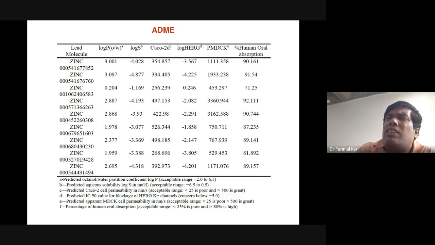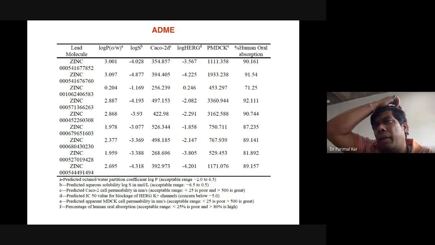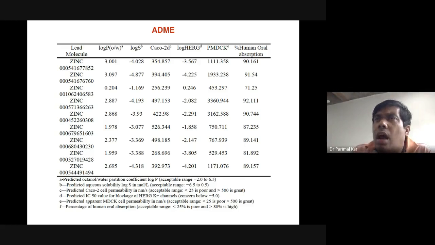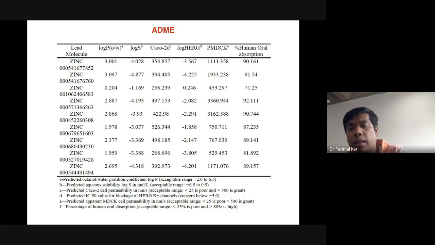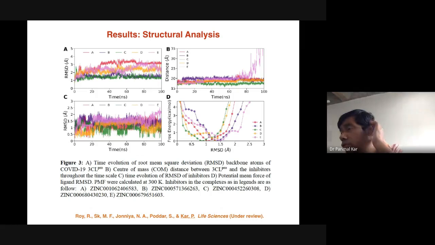This actually helps you to reduce the number further. The drug should satisfy these ADME properties, which you need to make sure of. And then you need to study the toxicity also. Once that is done, we go ahead and do the structural analysis.